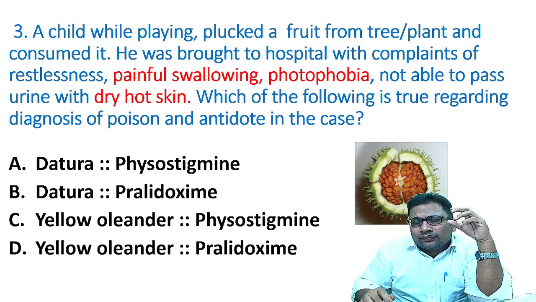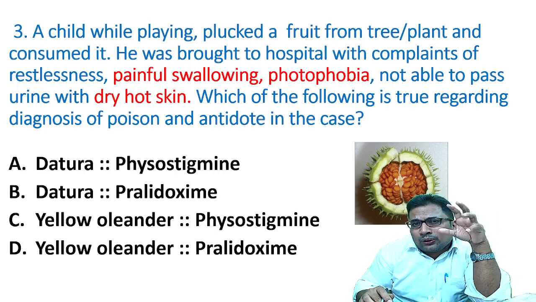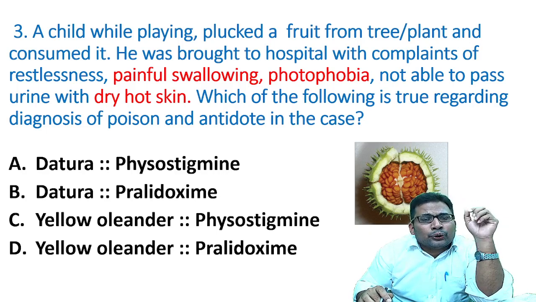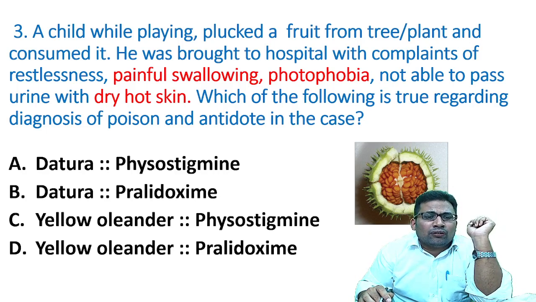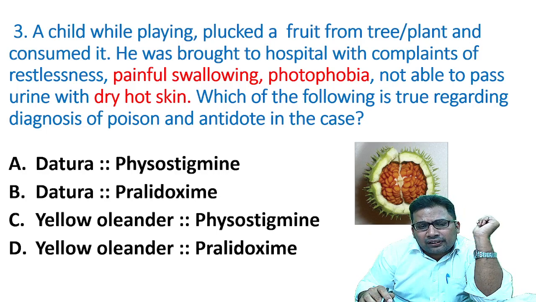Question number 3. It is asked in the NEET PG exam. It was also asked in the INI-CET exam. It is a repeat question. A child while playing came with a history of painful swallowing, photophobia, not able to pass urine, with dry hot skin. Which of the following is true regarding diagnosis of poison and antidote in the case?